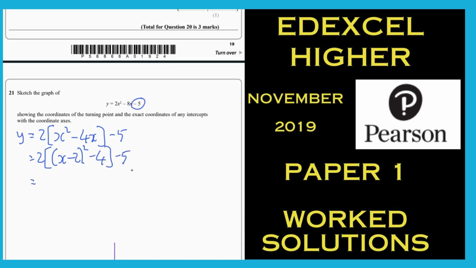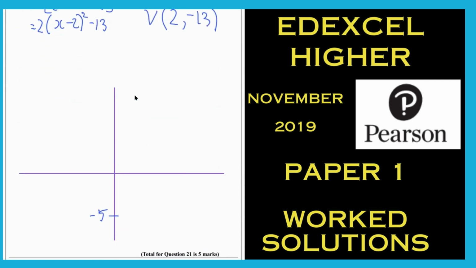And when I expand these brackets, I get -4 times 2 is -8. Simplify it with the -5. But that tells us where the vertex is. The vertex is where the brackets have a value of x that means they disappear. And when they disappear, we can fill that in, kind of. The vertex is 2 along, 13 down.